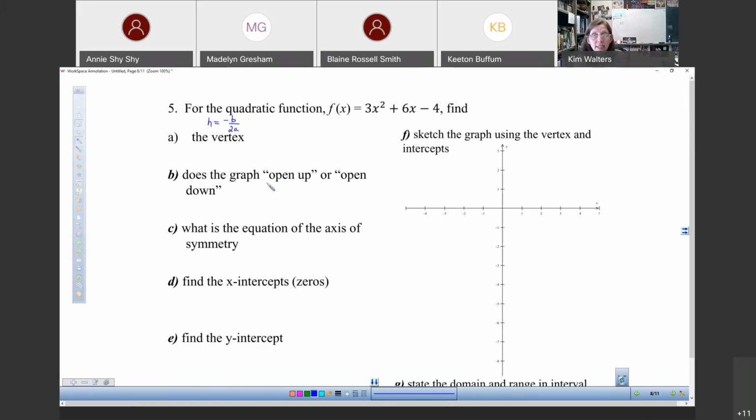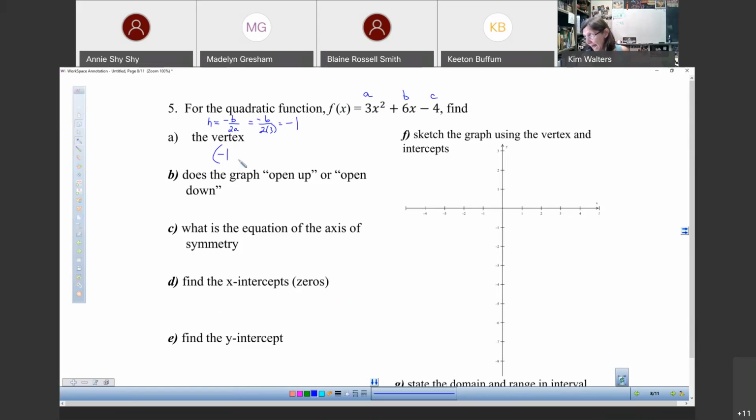So to find the vertex for this one, I need to identify a, b. I really don't care what c is, but we'll toss c in there just for the fun of it. So I need to identify a and b. So the h part of my vertex, and that's the x part, remember the vertex is (h, k), it's in alphabetical order also, in case you didn't recognize that, is negative 6 over 2 times 3. And this is going to simplify to negative 1. Okay, I didn't tell you how to find the k part.